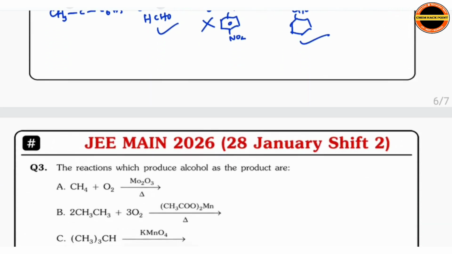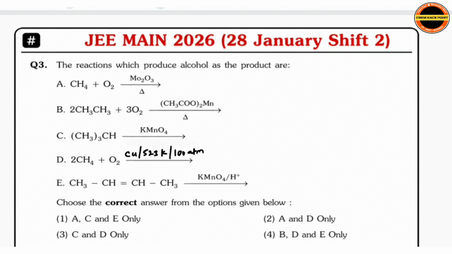Okay, next. JEE Mains 2026 January shift 2 question. CH₄ and O₂ under different conditions: the number of reactions which produce alcohol as the major product. We need to check which product is obtained in each case, one by one. First, MoO₃ produces formaldehyde, so it's not alcohol. Manganese acetate produces acetic acid, so it's not alcohol.